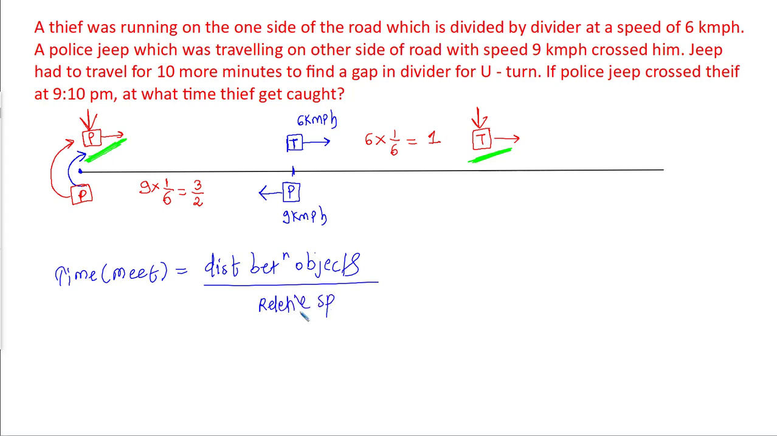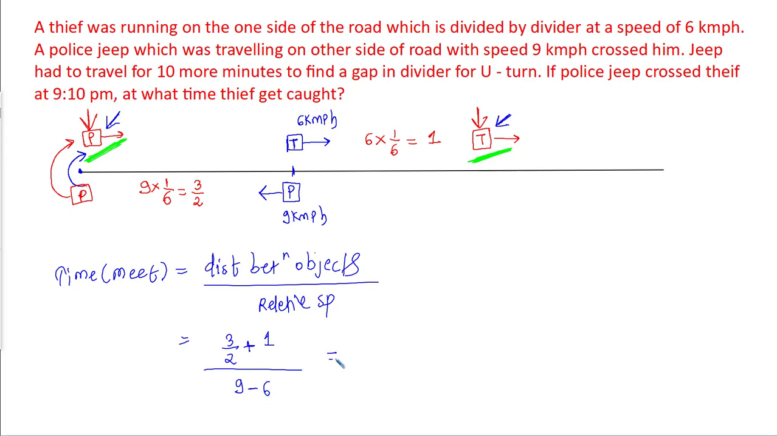Okay, when times are equal, at what time are times equal? Look here, when police is here and when thief is here, at that time times are equal. So at that time the distance between police and thief is how much? The distance between police and thief is 3/2 + 1. And the relative speed is 9 - 6 km/h.